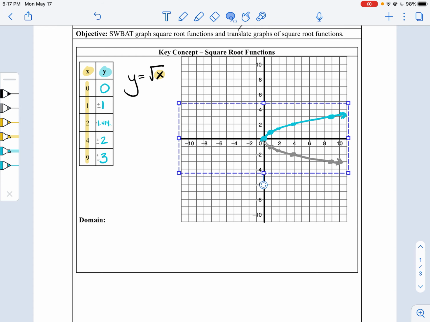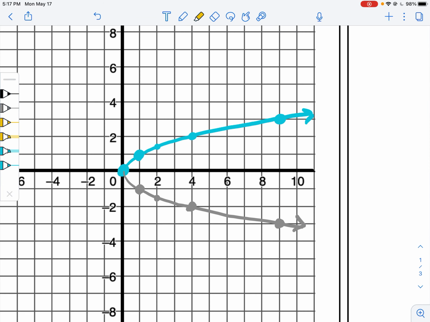However, as soon as we rotate this, it's no longer a function. It's not a function because now it has 2 y values for 1 x value. So in order to make it a function, we only take the positive values and we get rid of all of our negative friends down here because we don't need their negativity anyway.